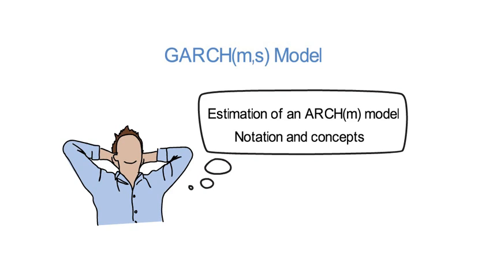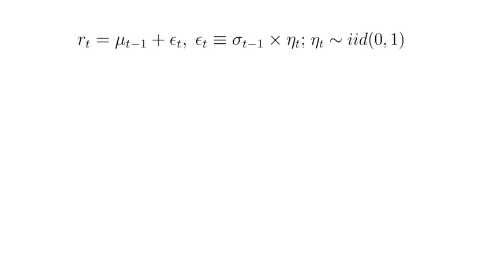So we start with the basic return decomposition, where realized returns in t equal the predictable part mu t minus 1 plus the return shock epsilon t. And epsilon t is just equivalent to sigma t minus 1 times the white noise shock eta t. Now, the GARCH MS parameterization assumes that this conditional variance sigma square t minus 1 can be written as follows.